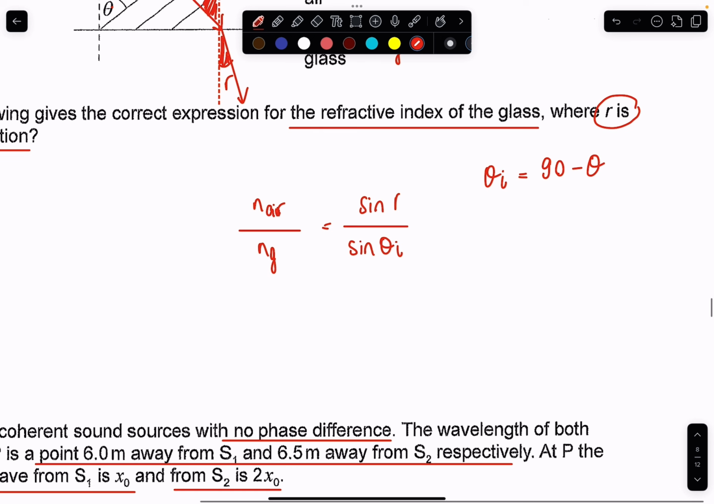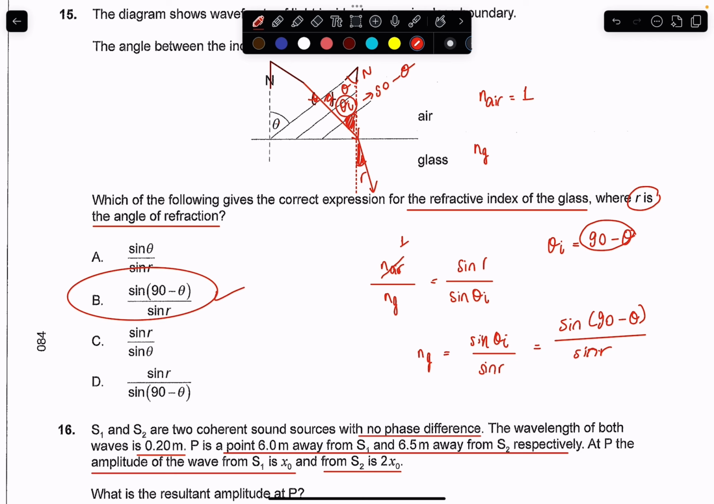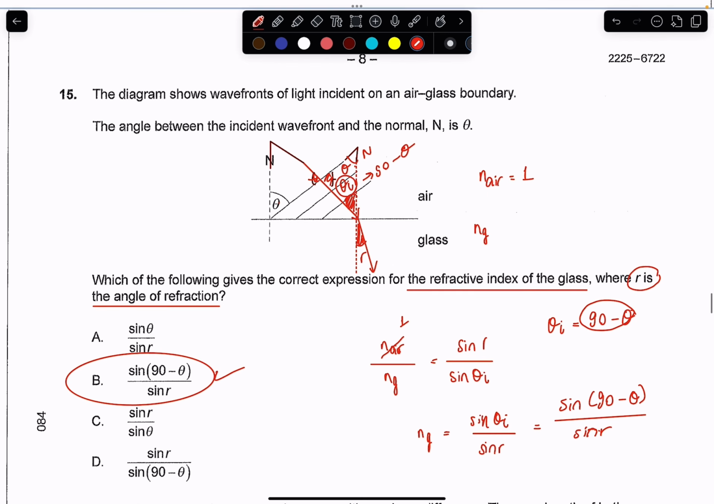So the next thing we'll do here is na is 1, and ng is going to be equal to sine of the angle of incidence, theta i, over sine r, which is going to be sine of 90 minus theta over sine r. So if you look at the choices, B is the one that corresponds to our answer. So B is the answer to our question.